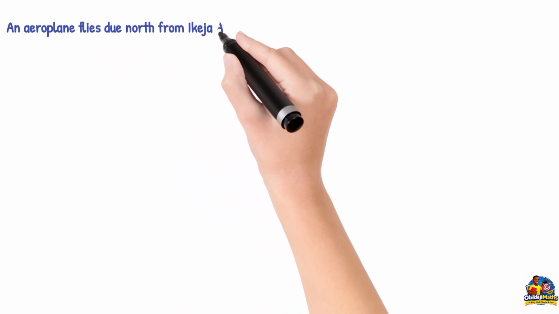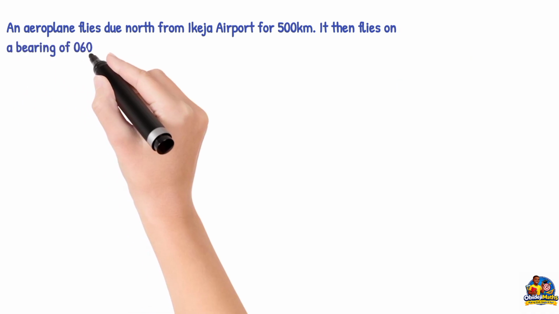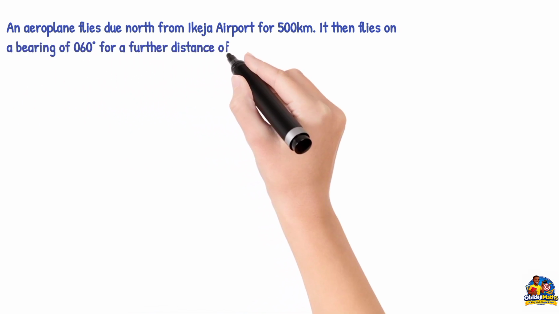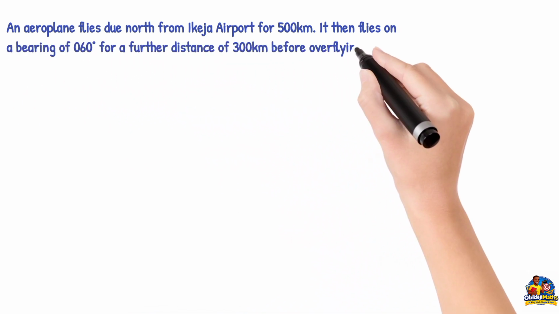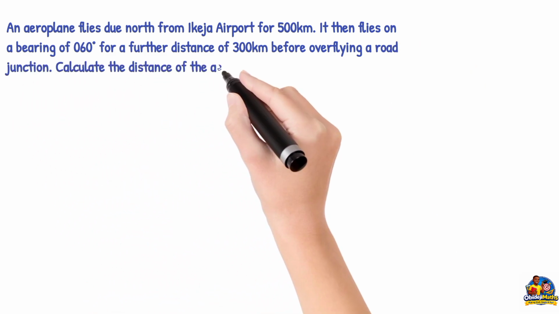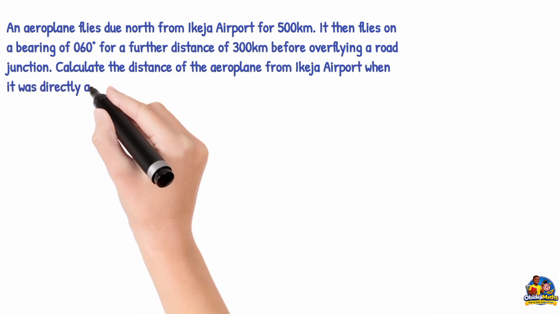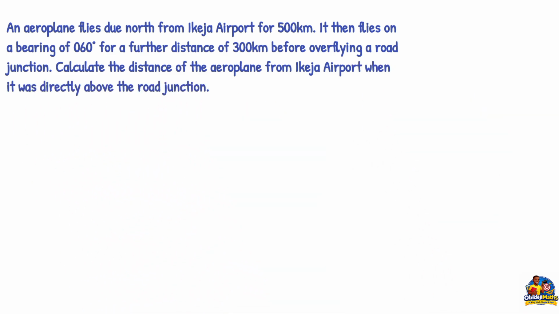Today we are solving a question on bearing, part 2 of the bearing. Look at the question. An aeroplane flies due north from Ikeja Airport for 500 kilometers. It then flies on a bearing of 60 degrees for a further distance of 300 kilometers before overflying a road junction. Calculate the distance of the aeroplane from Ikeja Airport when it was directly above the road junction. That's the question. Now remember, from the first video, if you have not watched it, go and watch it.